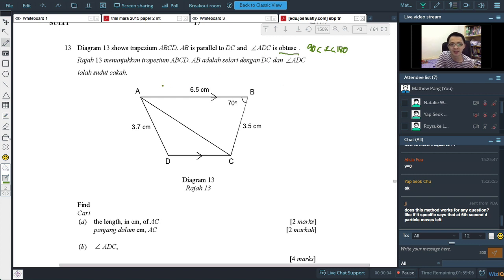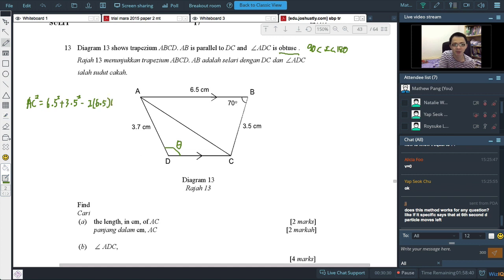Alright, so I will need to find the length of AC. For length of AC, you have two sides and one angle in between, you know this is cosine rule, okay? When you have two sides and one angle in between, this is cosine rule. So I say AC square equals 6.5 square plus 3.5 square minus 2 multiple 6.5 multiple 3.5 and then cos 70.